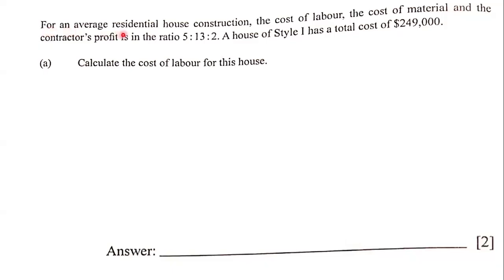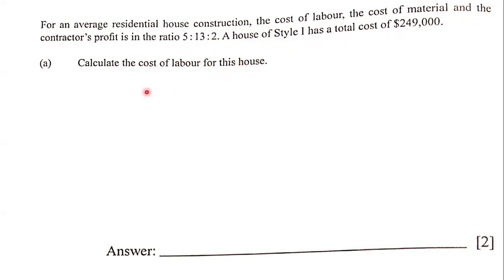For an average residential house construction, the cost of labor, the cost of material, and the contractor's profit is in the ratio 5 to 13 to 2. A house of style 1 has a total cost of $249,000. Calculate the cost of labor for this house.